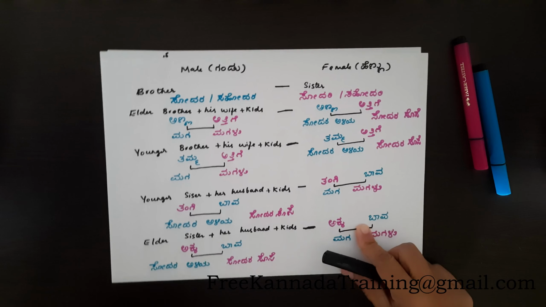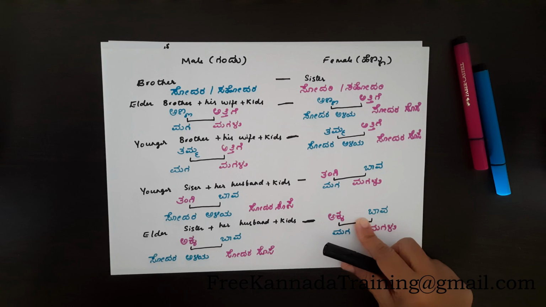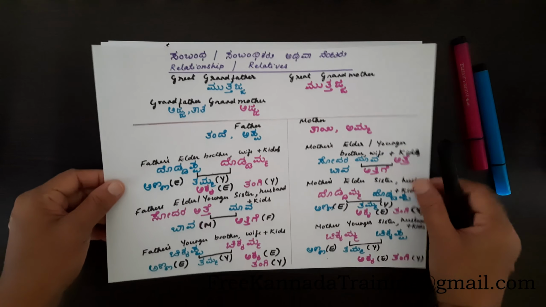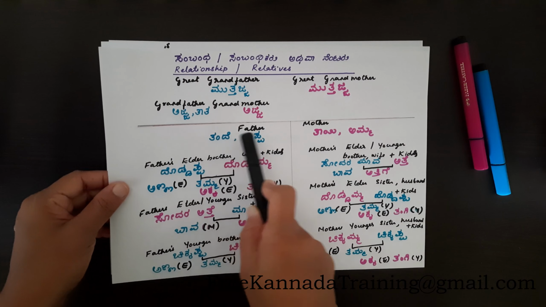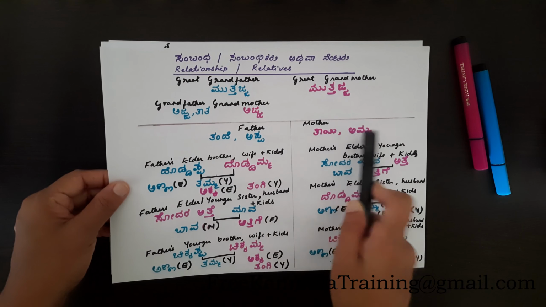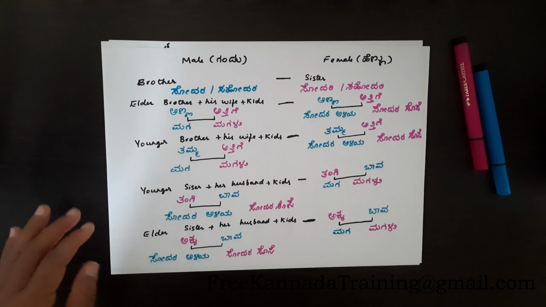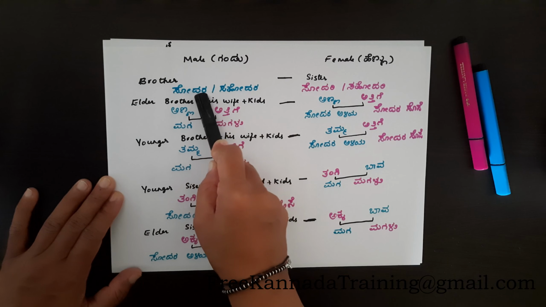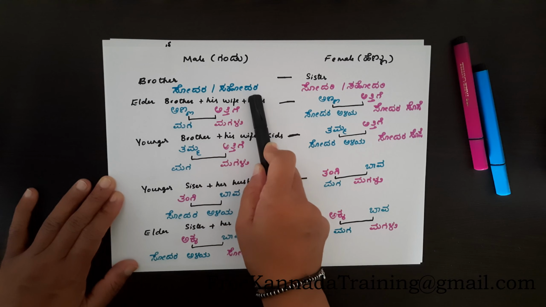Next, let's see your family. Basically, father, mother and your siblings and their spouses. Father is Tande or Appa, mother is Taayi or Amma. We have seen this. Next, brother is Sodara or Sahodara.